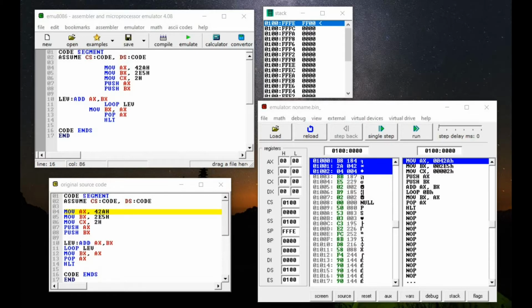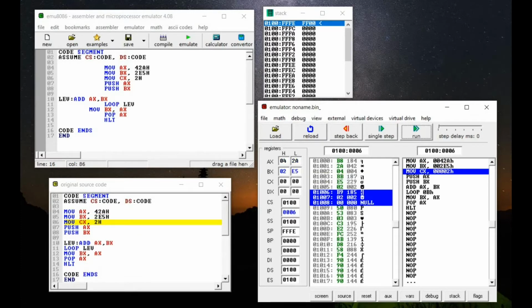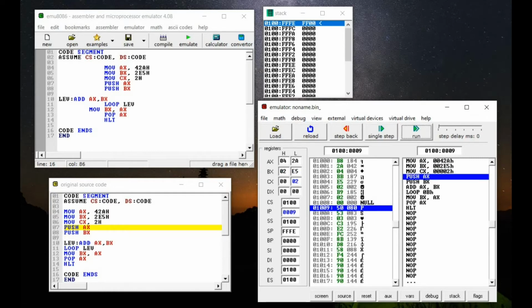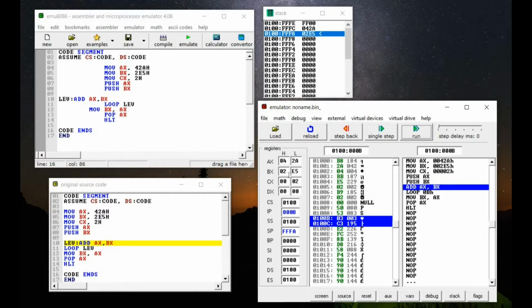Okay, based on that, move AX 042A. You can see here. Then BX 02E5. And then we move CX 0002. Then we push AX to the stack. You can see here in the stack. And then we push BX to the stack. Okay, 02E5 on the stack.